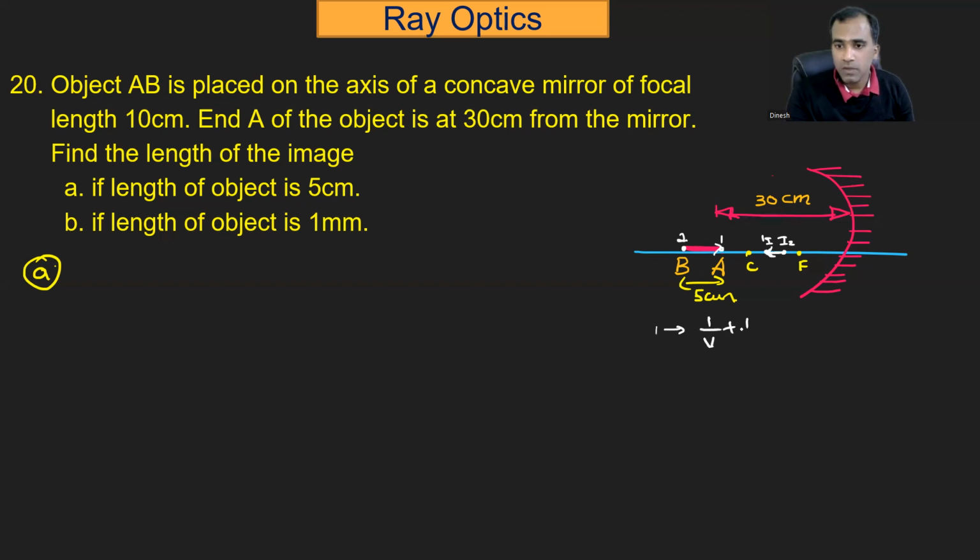1 by V plus 1 by U is equal to 1 by F. Focal length we know. So how much is the focal length? Focal length is given as 10 centimeters. Is it minus 10 or plus 10? Because it is a concave mirror, the focal point is in front of the mirror, in front of the polished side, so it is negative, minus 10 centimeters. What do we want? We want the image, right? Yes, you can use this formula, or else let us use V equals UF by U minus F, which is easier.